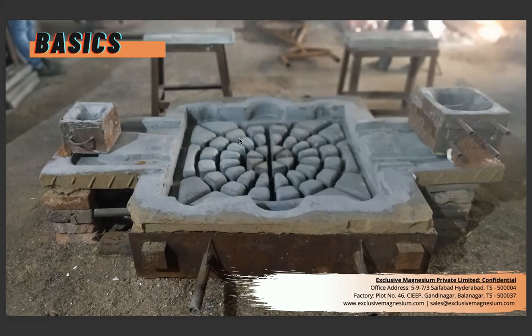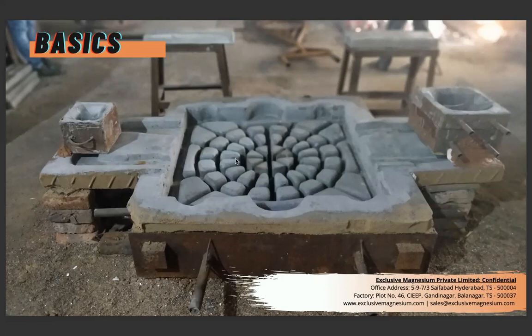The top box will have the runner, which indicates that it is completely filled, and that's when the pouring is stopped. Since this mold has been made out of sand, it will take a certain amount of time to cool. Sand will take a longer time to cool, and therefore, probably by the next day, this will be removed, and then you can start doing the secondary processes that might be required for this casting to be finished.